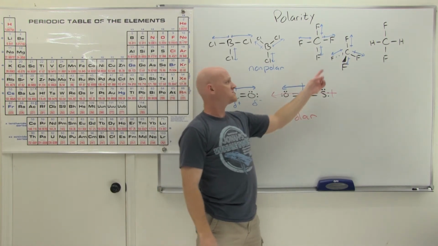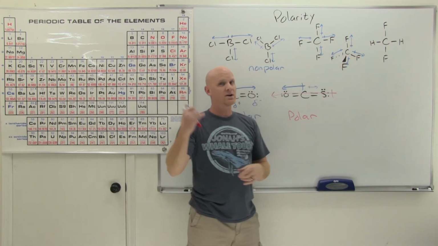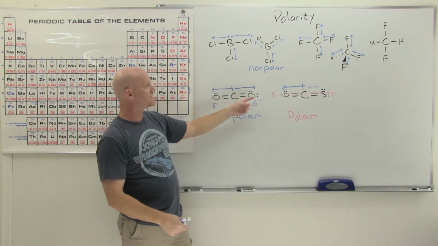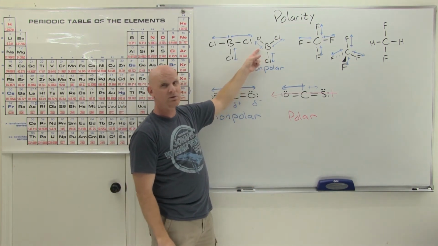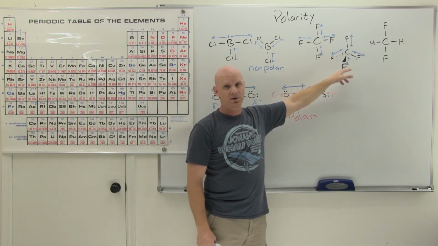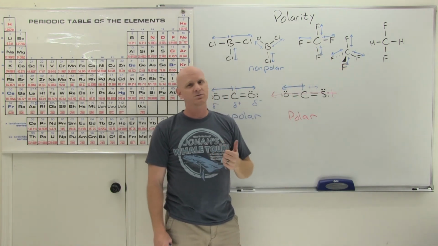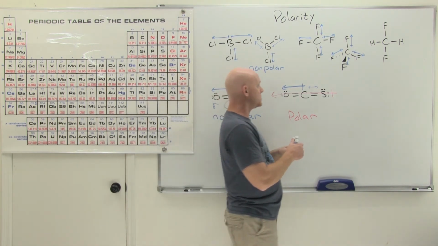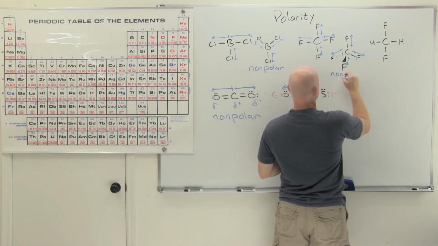And again, the key is, as long as you have all identical atoms around either a linear shape, like we had with carbon dioxide, or around the trigonal planar shape, like we do with BCl3 here, or like we have with the tetrahedral shape with CF4 here, all those bond dipoles will cancel, and your molecule will overall be nonpolar.